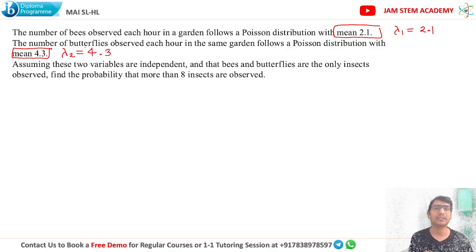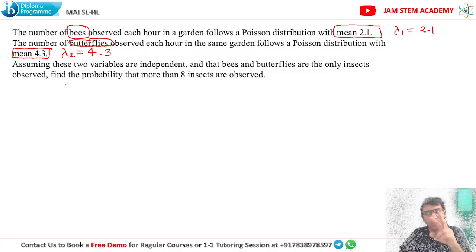Now it says, assuming these two variables are independent, and that the bees and butterflies are the only insects observed. So for the bees, we have lambda 1, 2.1. For the butterflies, we have lambda 2, which is 4.3. Both are considered as insects, and find the probability that more than 8 insects are observed.